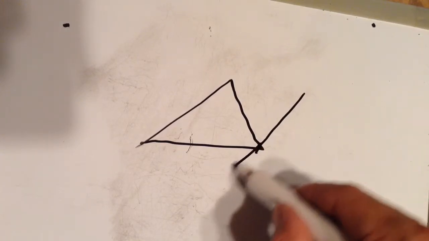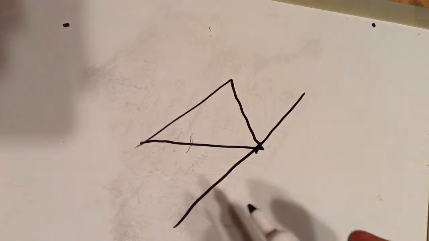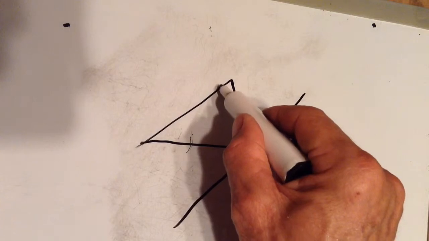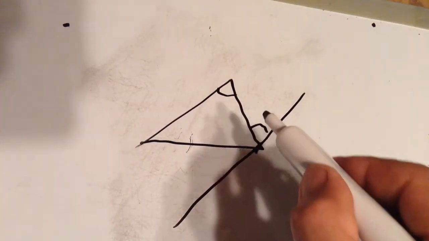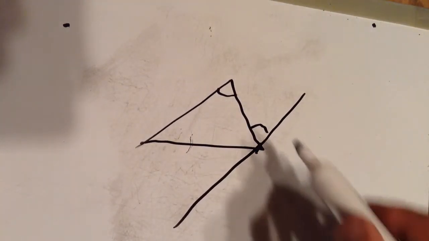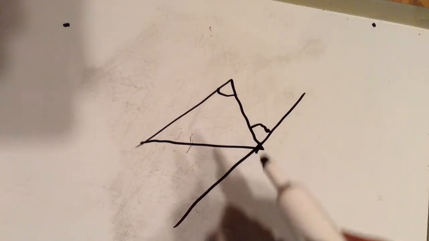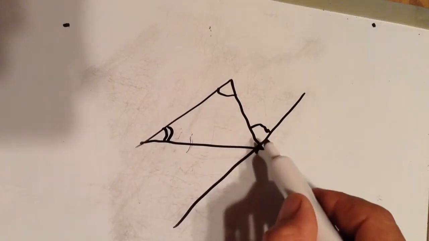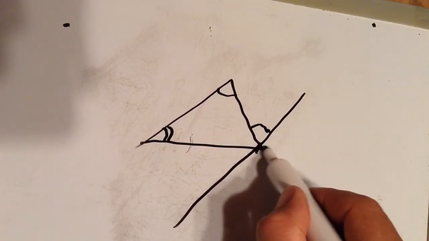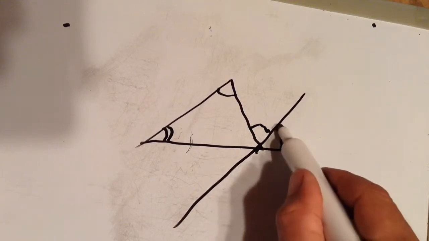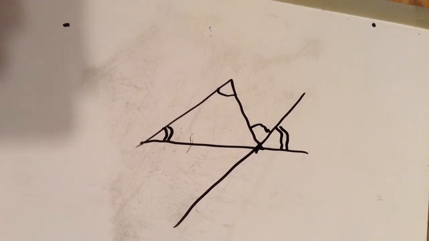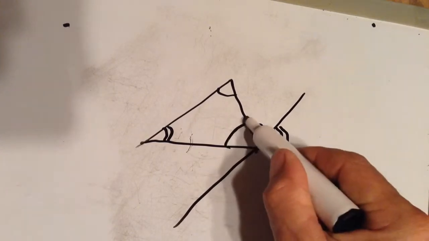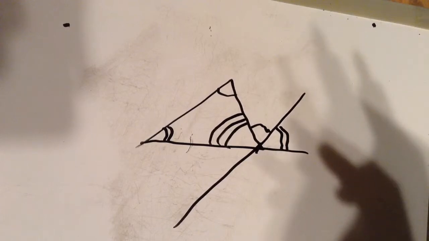There's our parallel line, parallel with that line. This angle and this angle, what you call alternate interior angles, they're equal to each other. This angle and this angle are also equal to each other. They're called corresponding angles. And of course, this angle is equal to itself.